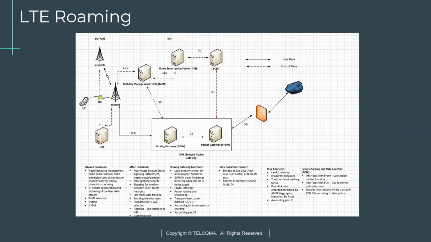Now, before we look into the architecture of LTE roaming and how it changes when we want to do roaming between operators, let's revisit this architecture that we have looked at in the previous sections. And this looks familiar for the most part. You have the E-UTRAN here, you have the EPC here, and within the EPC you have the mobility management entity, the home subscriber server, the serving gateway, and the packet gateway that's connected through a firewall out to the external network.